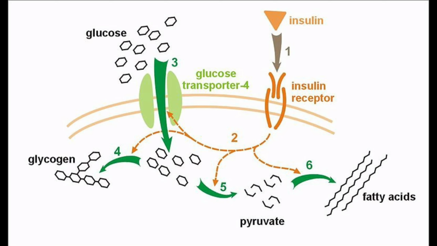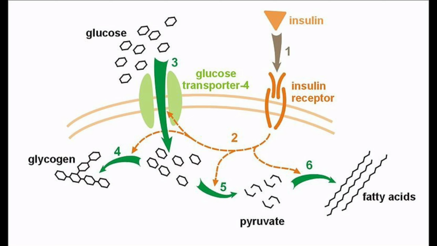So every cell within your body will have what's called an insulin receptor. And so when insulin is released from the pancreas, it finds its way to all the cells within your body and attaches to an insulin receptor. When that insulin receptor is activated, that opens up a glucose transporter on another section of the cell, which allows glucose to be transported into the cell.